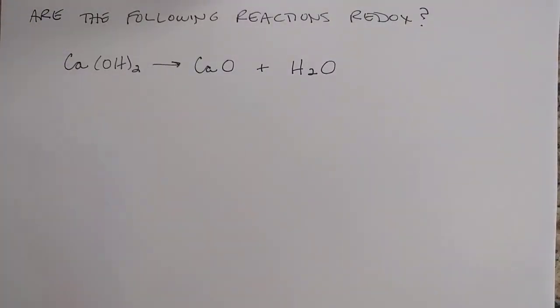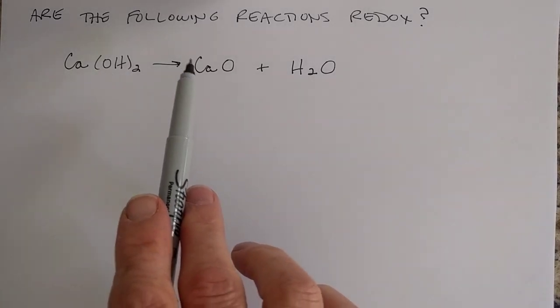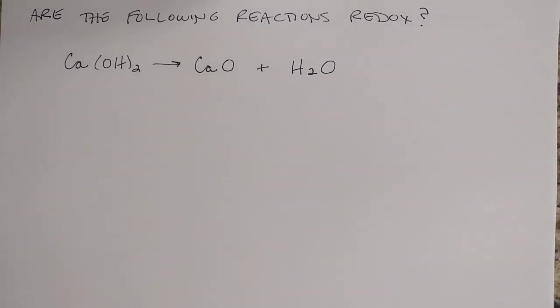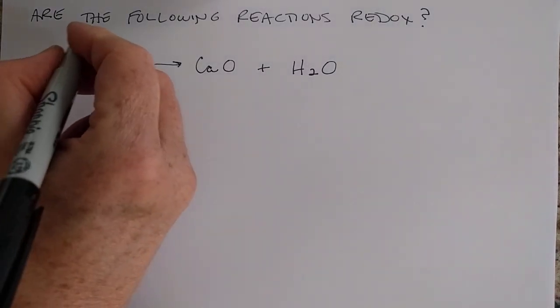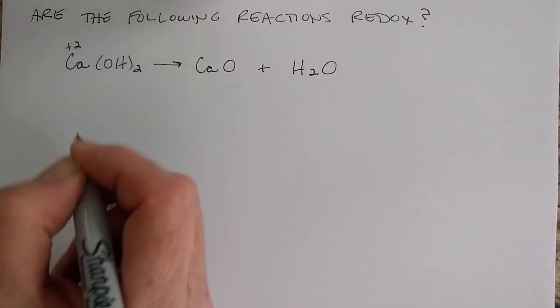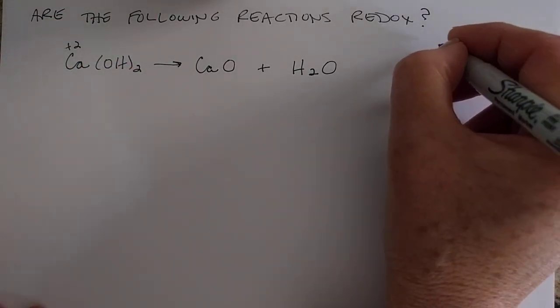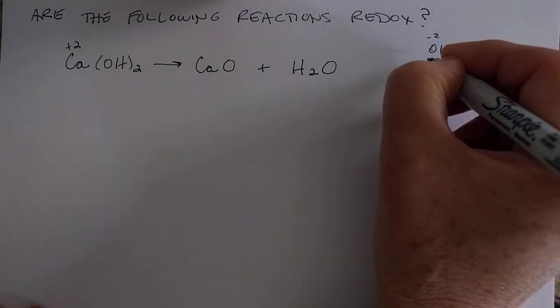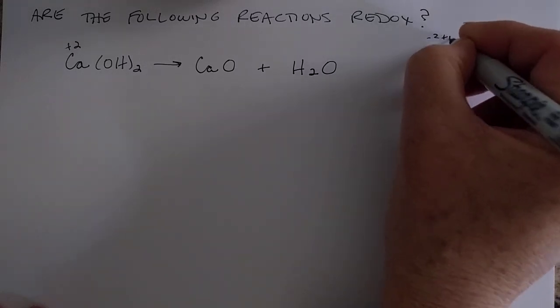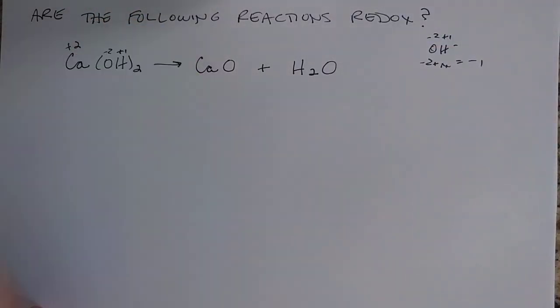So let's look at some examples here. This is the decomposition of calcium hydroxide into calcium oxide and water. So metal hydroxides decompose into metal oxides and water. And we want to know, is this a redox reaction? So we need to figure out what is the oxidation state of each element. In hydroxide, this is the calcium ion, 2 plus ion, so we have a +2 oxidation state. And then hydroxide, OH minus, it has to equal -1. Oxygen is going to be -2, so that means hydrogen has to be +1.